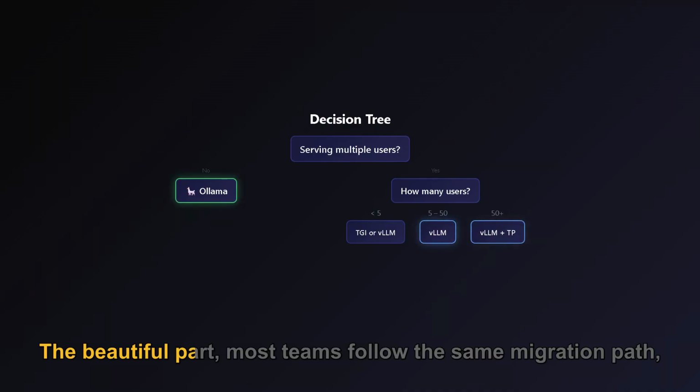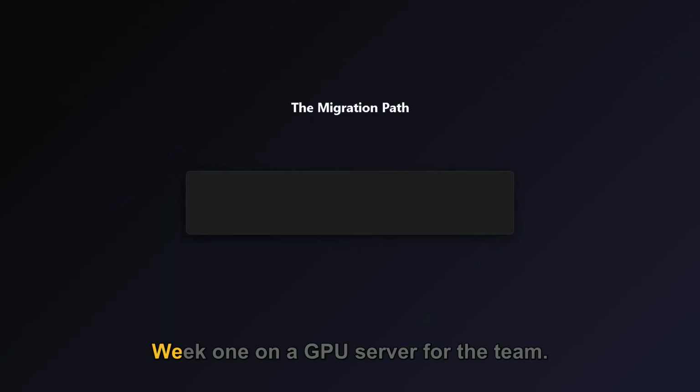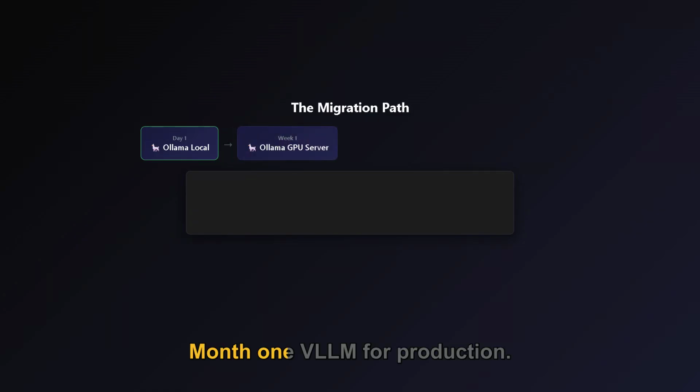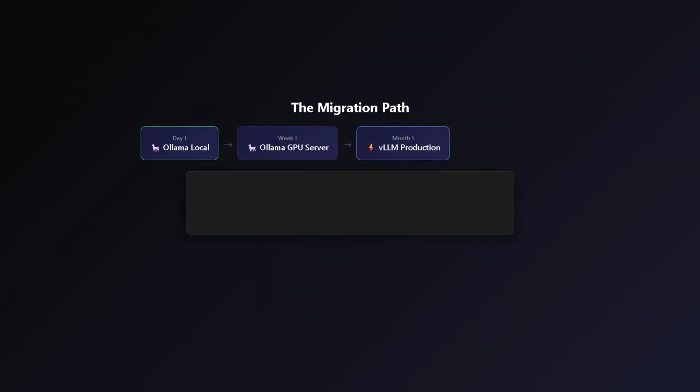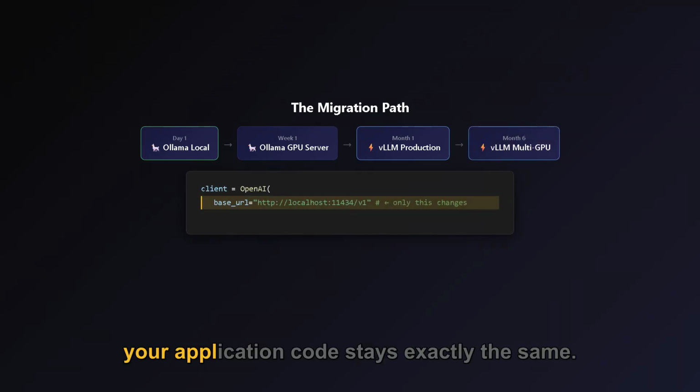The beautiful part, most teams follow the same migration path. Day 1, Ollama locally to prove the concept. Week 1, Ollama on a GPU server for the team. Month 1, vLLM for production. And all you change is the base URL. Your application code stays exactly the same.